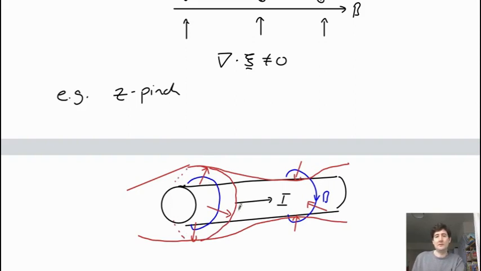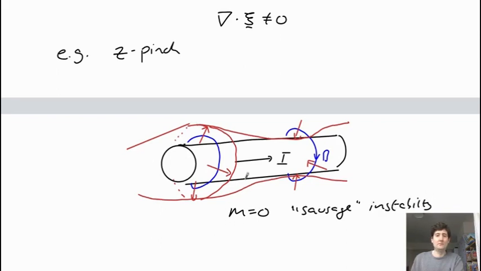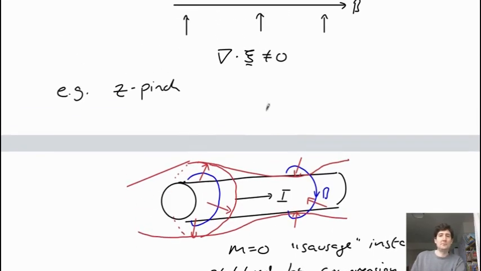So the whole plasma is expanding in this location and it's compressing in this location, and the magnetic field is around the plasma here. So everywhere in here the plasma is being expanded, everywhere here the plasma is being compressed, and there's no parallel flow because the magnetic field is purely in the azimuthal direction. And so in this case you get plasma compression. So this is the so-called m equals 0 sausage instability. It's partly stabilized by compression. Okay, so it does happen in some cases that this becomes important.